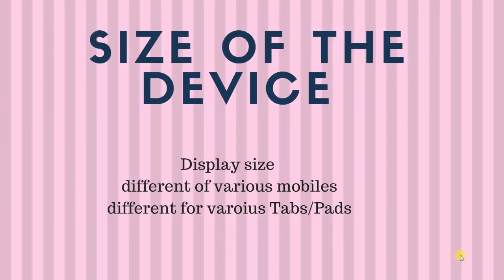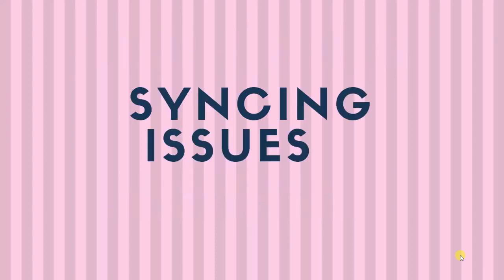The next one is the size of the device. We are testing for mobiles, tabs and pads with our application, and our application is designed in such a way that it needs to run on all these devices smoothly without any kind of truncation, overlapping and cutting issues. So we need to check, and all the issues that come in these areas will be P1 and P2.